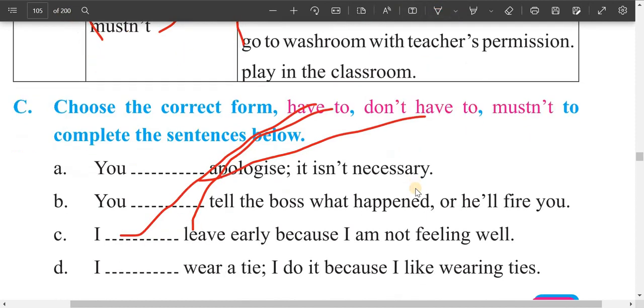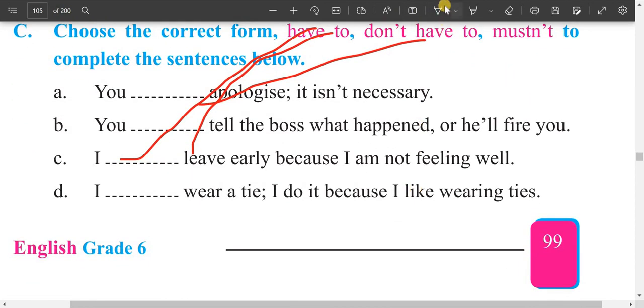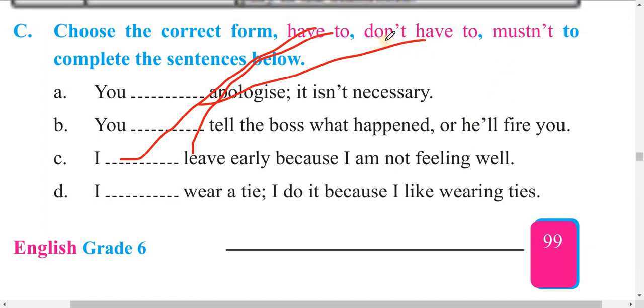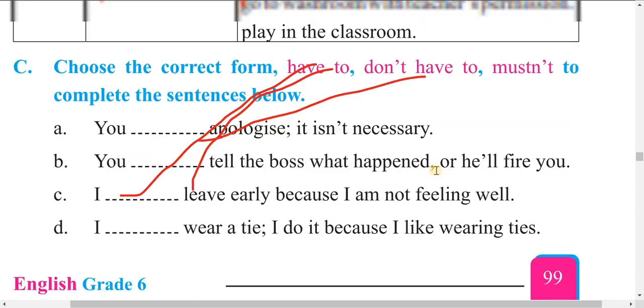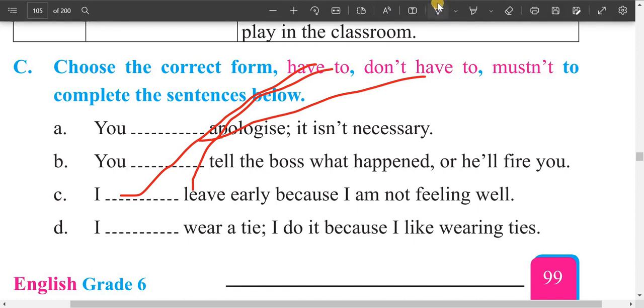And in the same way, the next one is I wear tie. I do it because I like wearing ties. I don't have to wear tie. I do it because I like wearing ties. Now D, I have to wear tie. I have to again. You should write here, I have to wear tie.